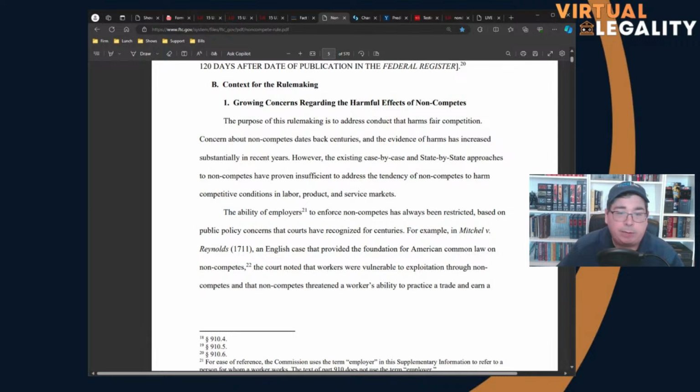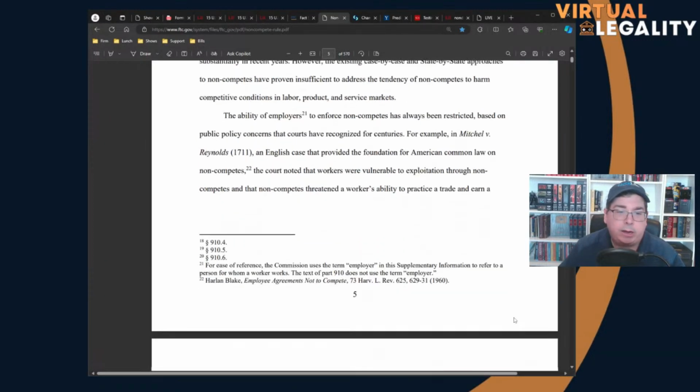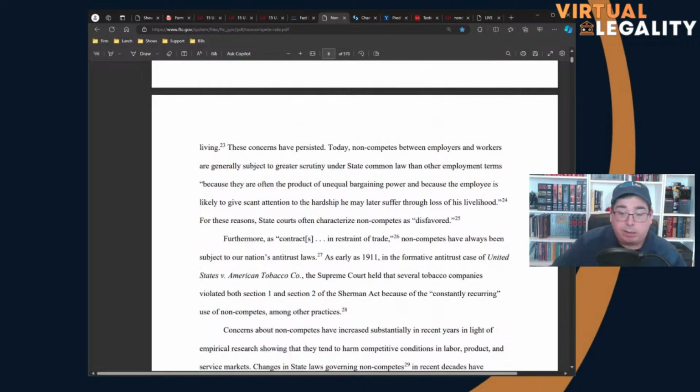The ability of employers to enforce non-competes has always been restricted based on public policy concerns that courts have recognized for centuries. That's the judiciary branch. For example, in this case in 1711, an English case that provided the foundation for American common law on non-competes, the court noted that workers were vulnerable to exploitation through non-competes and that non-competes threatened a worker's ability to practice a trade and earn a living. Indeed, they are, right? That's why the courts and various jurisdictions have enforced limitations on geography and limitations on term for how long these non-competition provisions can prevent you from going and competing because of those things. These concerns have persisted.